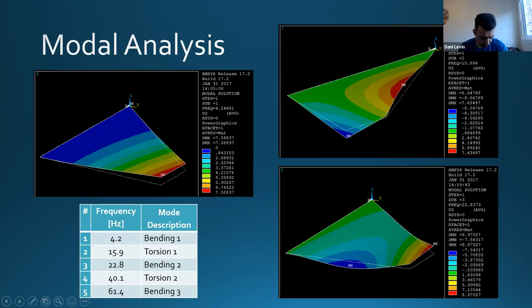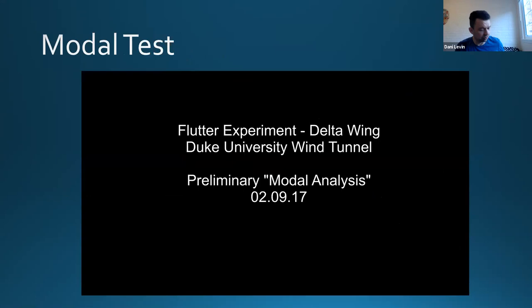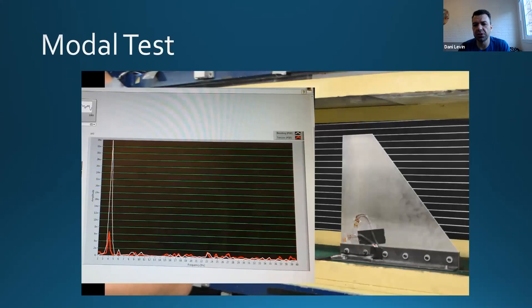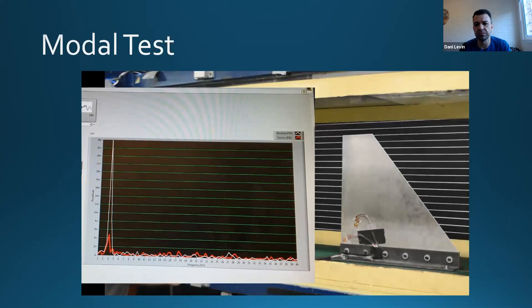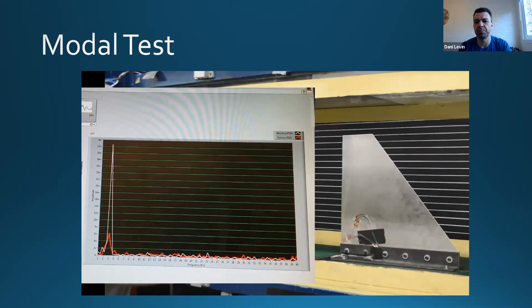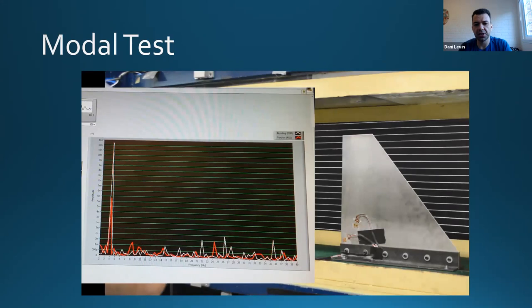One of the simple ways to verify this is by doing a modal test. We did this test in 2017, and I will show you the video. We didn't do a conventional modal test. We just put it in the tunnel and tried to invoke the natural frequencies. When we do bending, we of course bend the wing, and when we try to invoke torsion, we try to twist the wing. Twisting is something like this, and bending is just plucking on the end of the model. Now about the strain gauges.